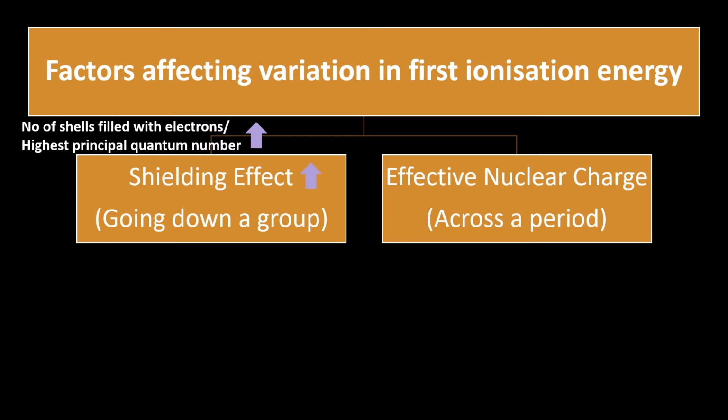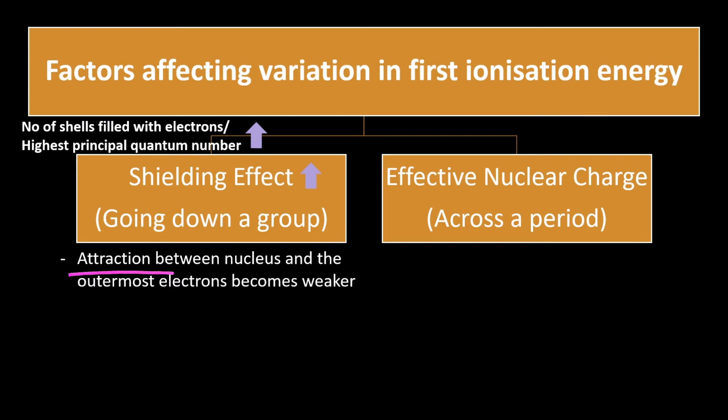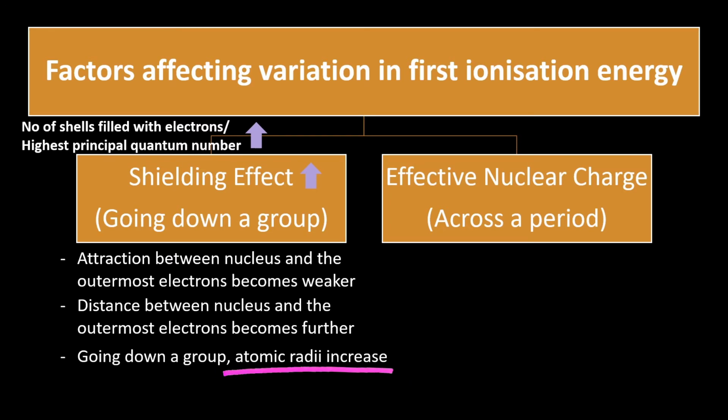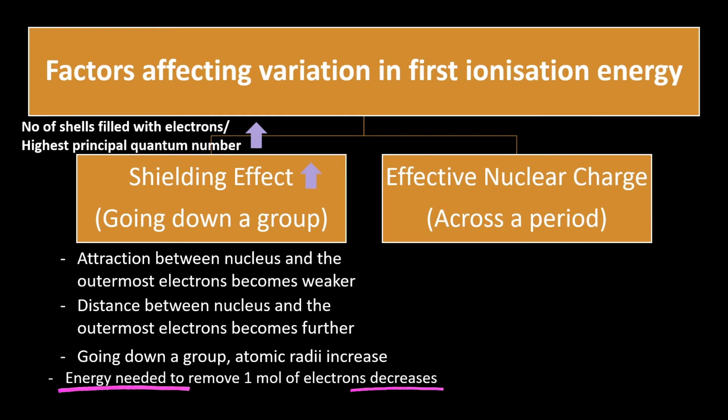This will cause the attraction between the nucleus and the outermost shell's electrons to become weaker, and the distance between the nucleus and the outermost shell's electrons to become further. Hence, atomic radii, when going down the group, is expected to increase. When the atomic radii get larger, less energy is required to remove an electron from an atom of an element. Hence, when going down the group, the first ionization energy of an element is expected to decrease.